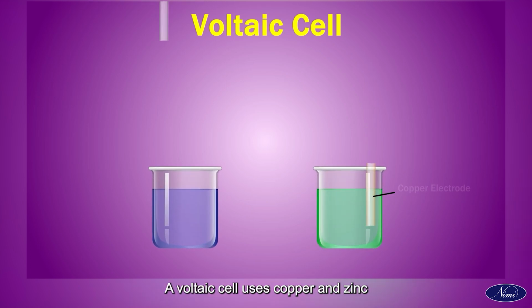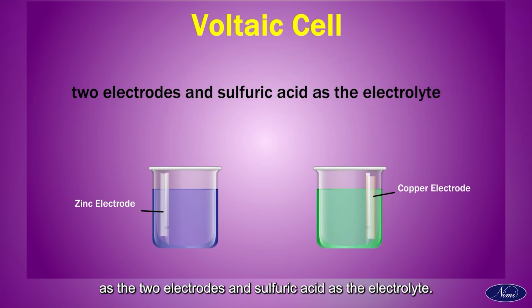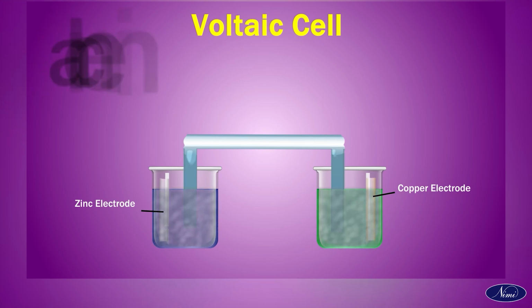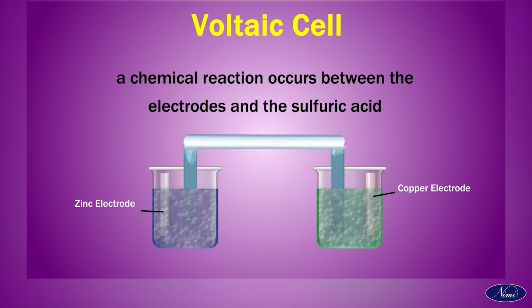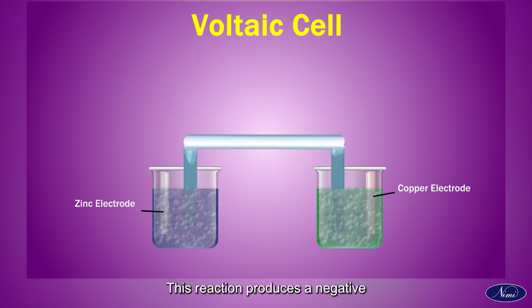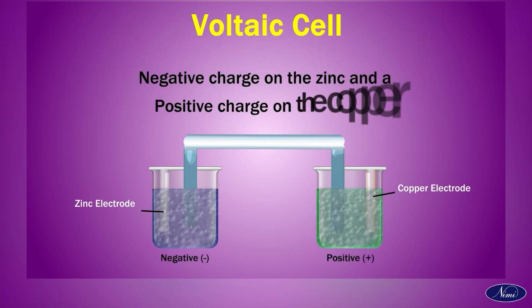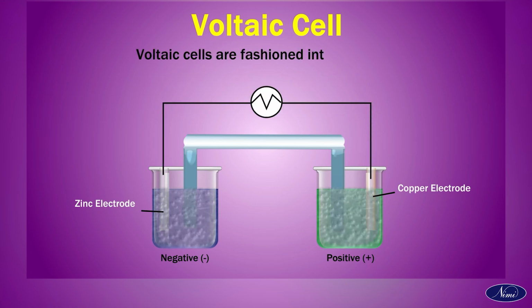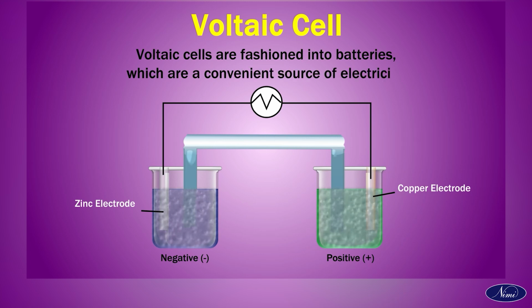Voltaic cell. A voltaic cell uses copper and zinc as the two electrodes and sulfuric acid as the electrolyte. When they are placed together, a chemical reaction occurs between the electrodes and the sulfuric acid. This reaction produces a negative charge on the zinc and a positive charge on the copper. Voltaic cells are fashioned into batteries, which are a convenient source of electricity.